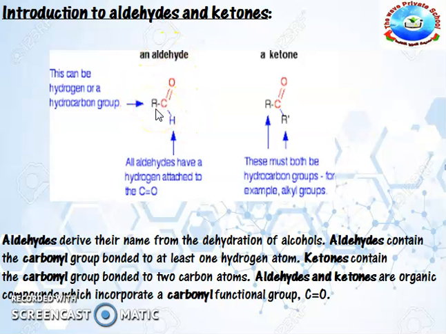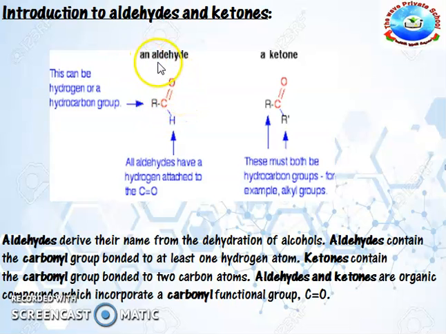You can see R, it means this can be hydrogen or a hydrocarbon group. H, an aldehyde has hydrogen attached to the C double bond O. Now what is C double bond O? You can see that in both, C double bond O is common. So this C double bond O is called the carbonyl group.